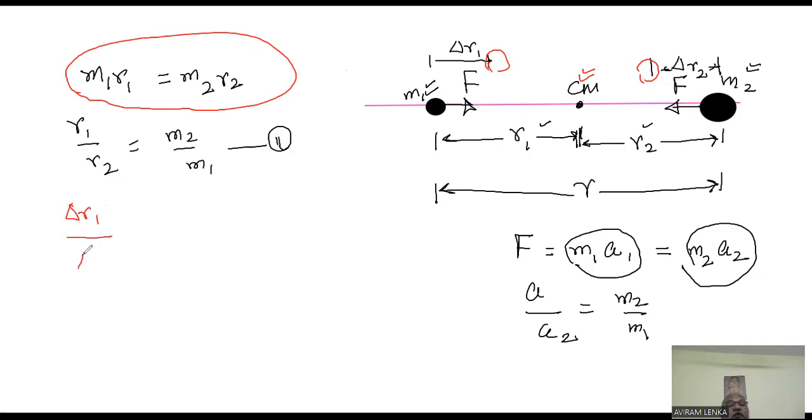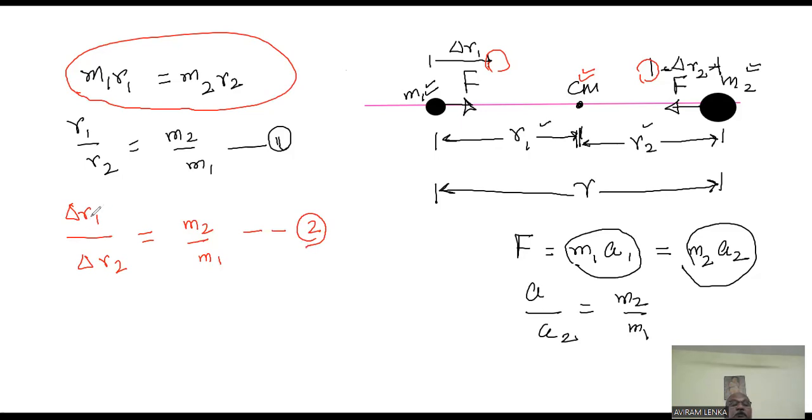When R2 goes through a change, the change of R2 is delta R2. So that will be equal to M2 by M1, because we can take this formula and differentiate it. When you differentiate it, M1 and M2 are not changing. Only R1 will be changing as dR1 or delta R1. R2 will be changing as delta R2 or dR2. So thereby, it will be holding that relationship.